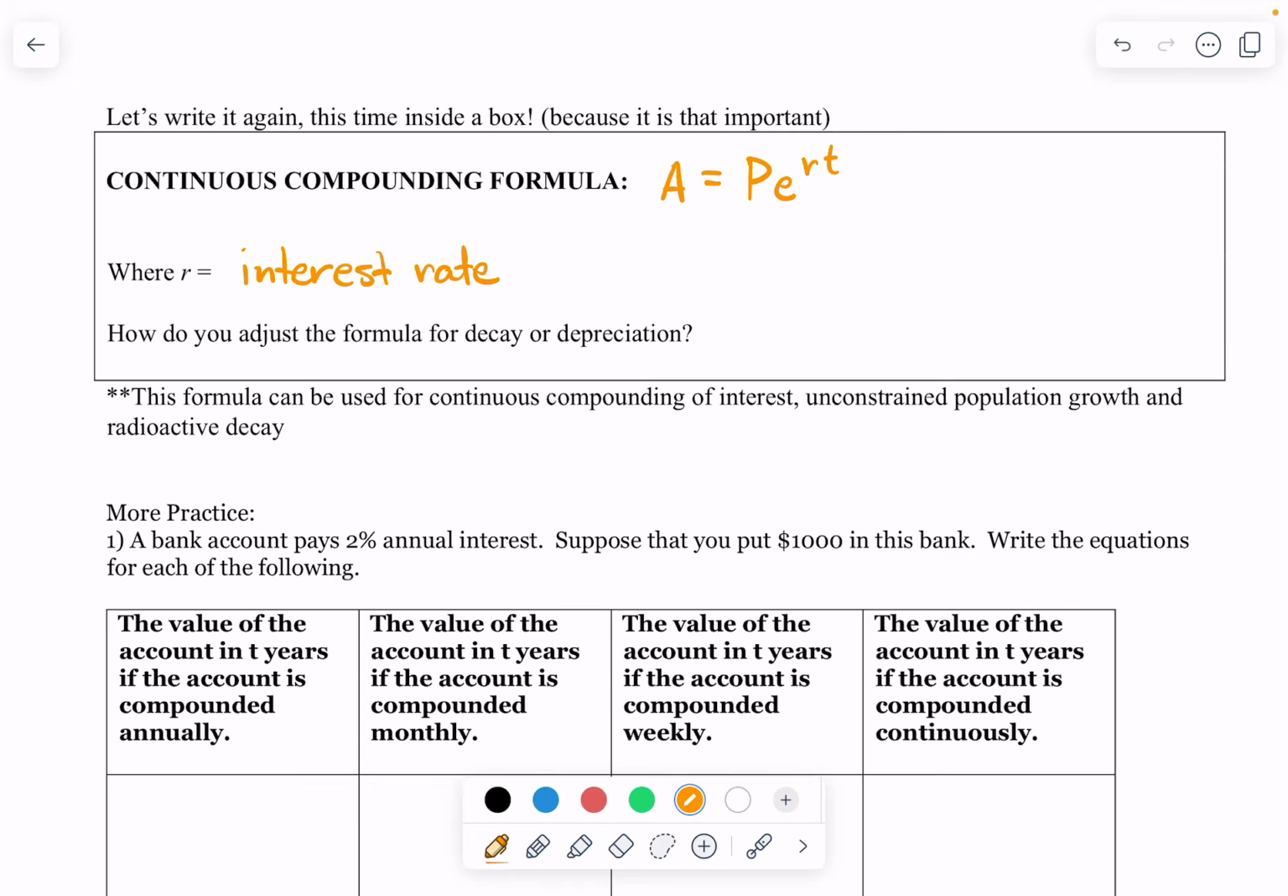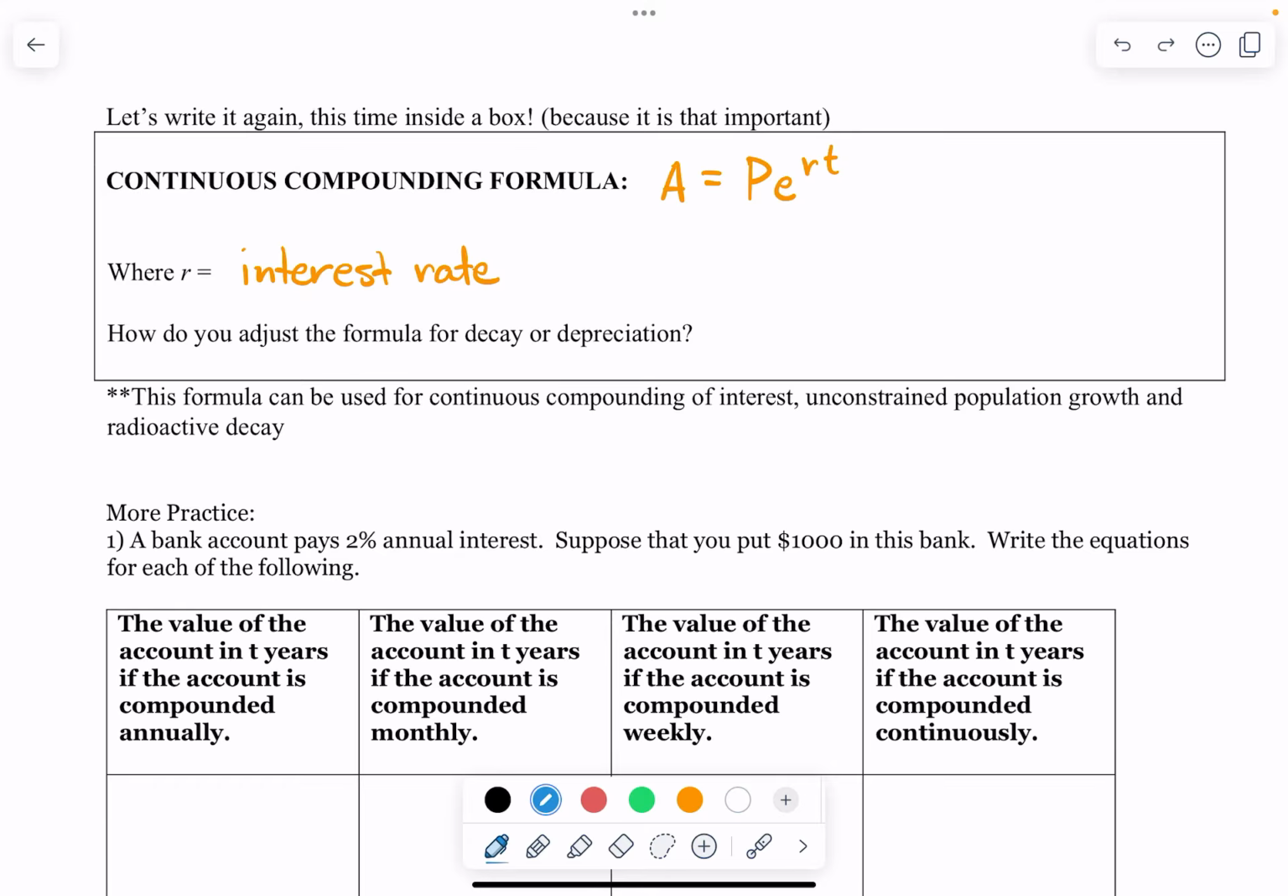Everything that we've talked about so far in these notes has been pertaining to money. This can also come up when we're looking at how a population grows over time. It can grow in a continuous way. Or you may have seen in chemistry when radioactive decay occurs, okay? And in radioactive decay, of course, the value is decreasing. And how would we deal with this? How would we deal with this formula if it's decreasing?